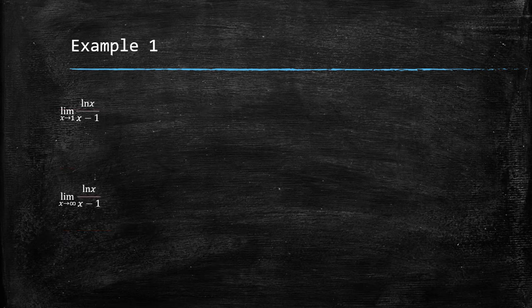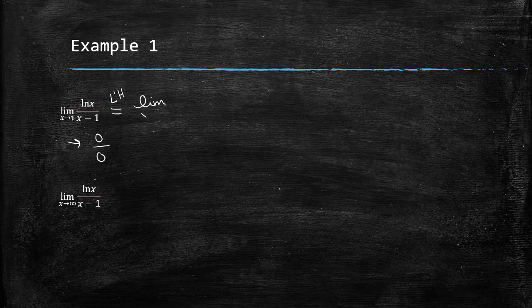Okay, so now these are the ones that we were not able to evaluate before. So again, as x goes to 1, I'll have the natural log of 1, which is 0. The denominator 1 minus 1 is 0. So I've shown that L'Hopital's rule applies. L'H, so I'm telling the reader that I'm applying L'Hopital's rule right here.